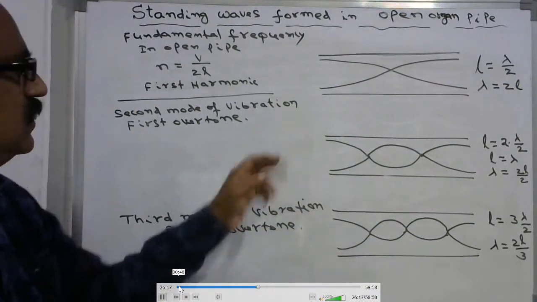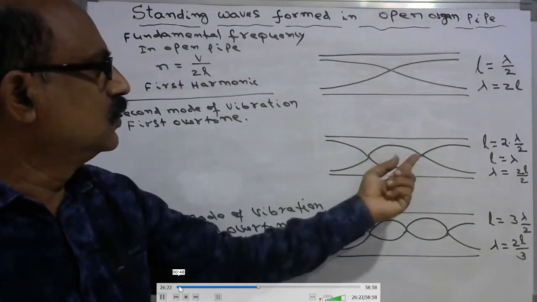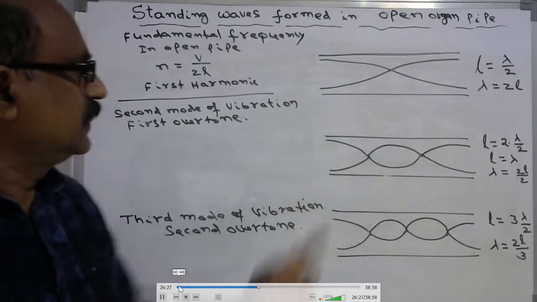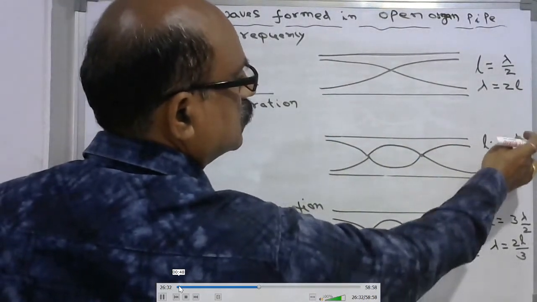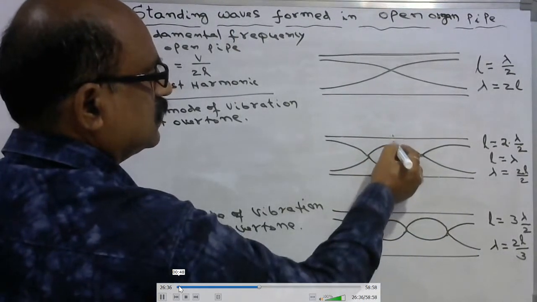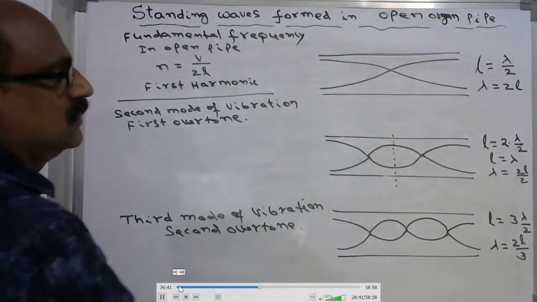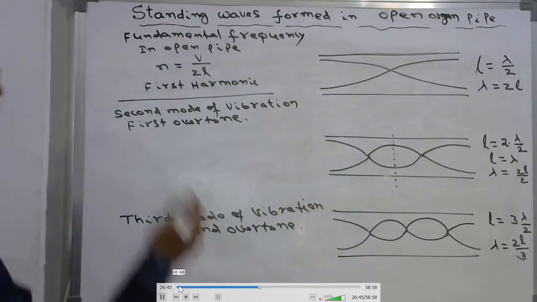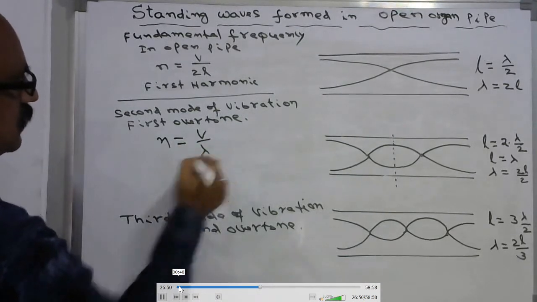In this mode, we have 2 nodes and 3 antinodes. So the length corresponding to this air column L is equal to lambda, or simply 2 lambda by 2. This is one lambda by 2 and this is another lambda by 2. So 2 lambda by 2, L is equal to lambda. So, we know the frequency is equal to V by lambda.